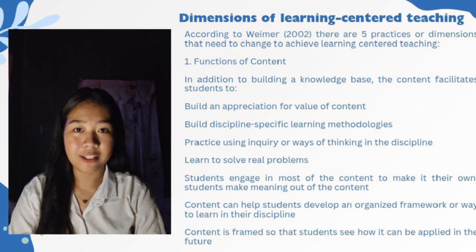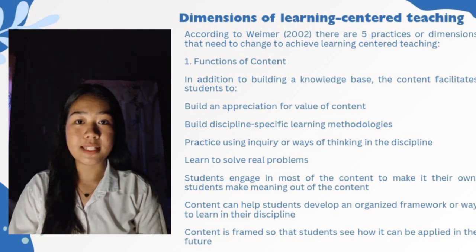Develop discipline-specific learning methodologies. Students learn how to approach problems and questions within a specific field. In science class, this might involve learning the scientific method and experimental design. Also, practice inquiry and disciplinary thinking. The content should encourage critical thinking and problem-solving skills within the subject's framework. A literature class might involve analyzing text for themes and symbolism.